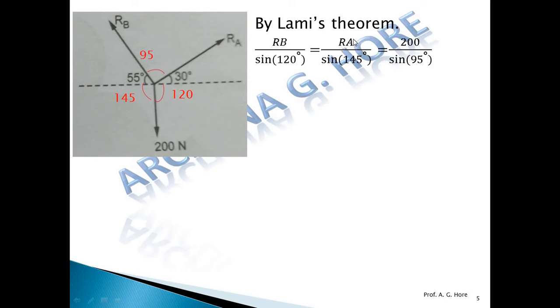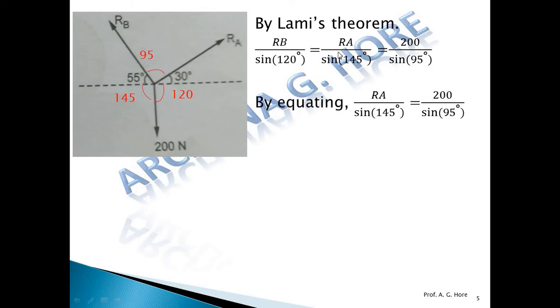Now we want to find RA and RB. If we equate these two, RA and RB, we can't get RA and RB because both are unknown. So equate like this: RA and this 200 upon sine 95. Here only RA is unknown. So by equating that we get RA, and by equating the first and last we can get RB.